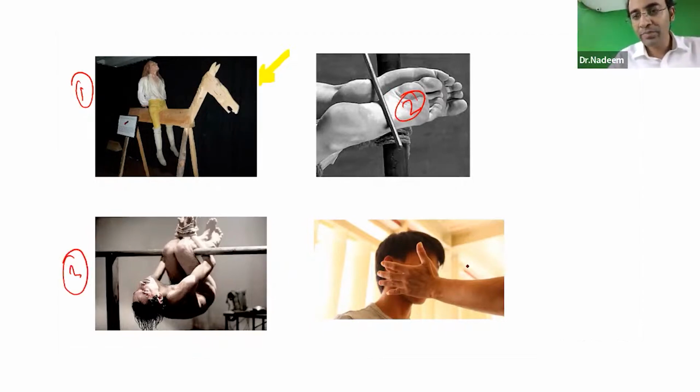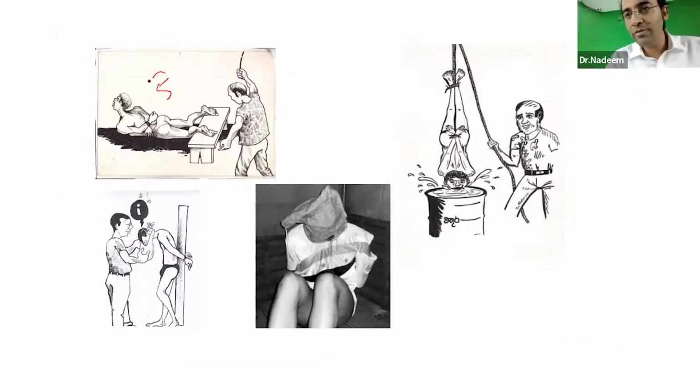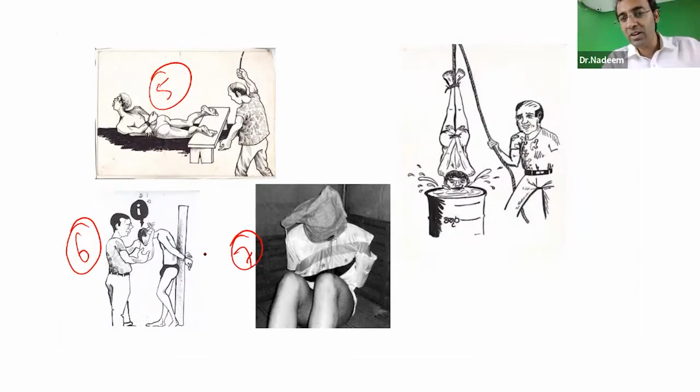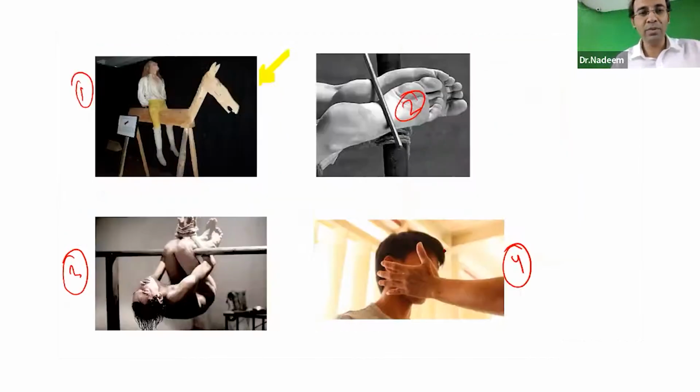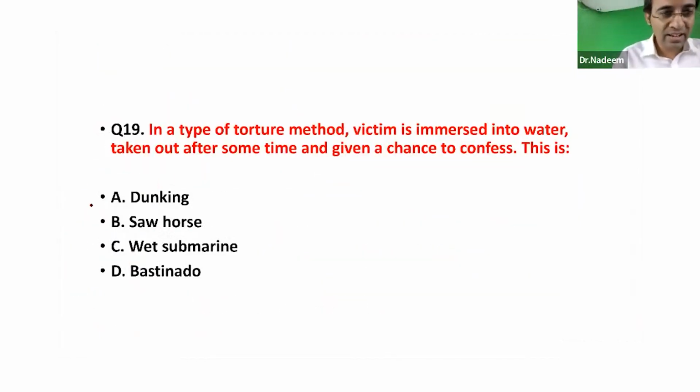Picture number 4, telephono. Picture number 5, yeah, this is also what? Phalange or bastinado. Picture number 6, forced immersion of head into the contaminated water. This is called a wet submarine. 6 is wet submarine. 7, applying a plastic bag around the face for suffocation. It is called a dry submarine, right? This is the dry submarine. 8, this is called as dunking. Dunking. So now you answer me, please, this one. Answer is dunking.